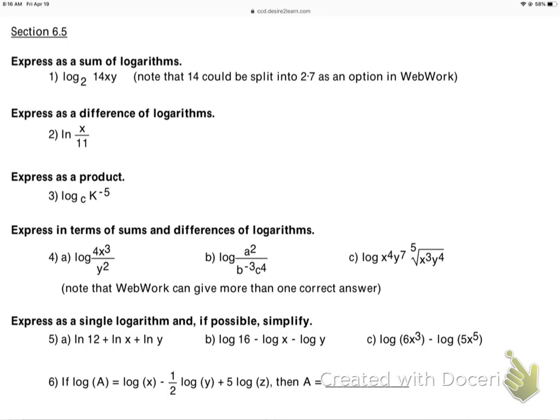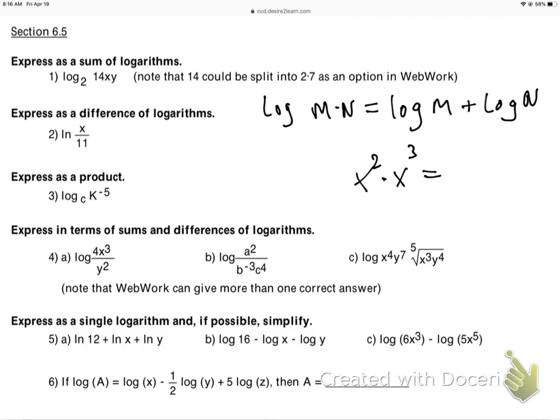Okay, some more log properties. If you see in the book, the log of two things being multiplied is the separate logs of each one, but added. That comes from, let's say, x squared times x cubed is x to the fifth. In other words, we add when we multiply. So that's one rule there.